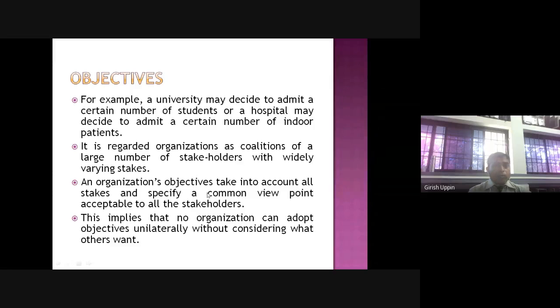An organization's objectives take into account all stakes and specify a common viewpoint acceptable to all the stakeholders. So when we are creating the objectives, we take care of all the stakeholders' interests, and we come up with a common viewpoint which will be acceptable to most of the stakeholders. This implies that no organization can adopt objectives unilaterally without considering what others want. So when we are creating the objectives, it is not unilateral, meaning it is not only from one side. It will be based on the inputs from all the stakeholders.